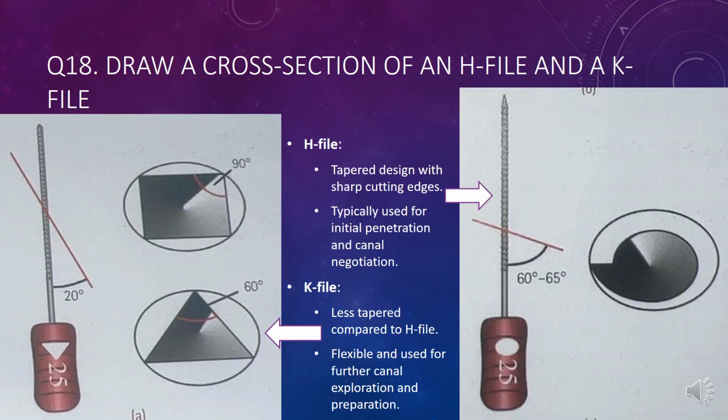Next question is to draw a cross section of an H file and a K file. H file has a tapered design with sharp cutting edges, and it is typically used for initial preparation and canal negotiation. K file, however, is less tapered compared to the H file. It is flexible and it is used for further canal exploration and preparation.